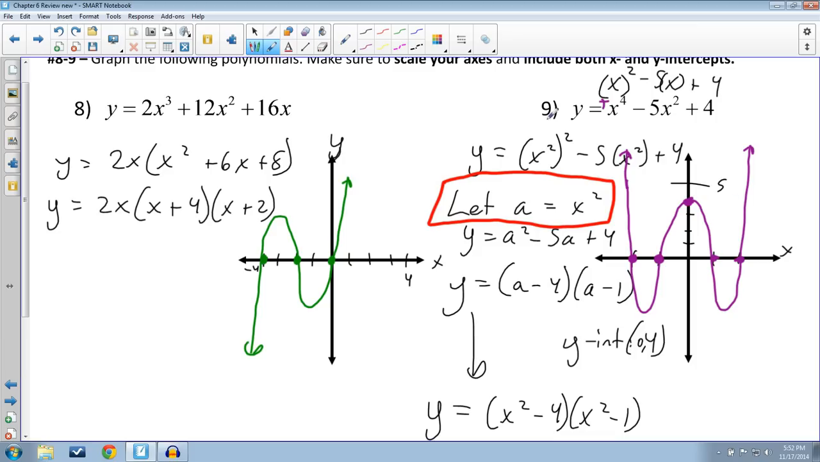So there's your graph. I should have actually scaled this and that. I should have written some numbers there. This should be a 2 and a negative 2. Negative 1 and a 1. There we go. And we're good to go. There's your graph.